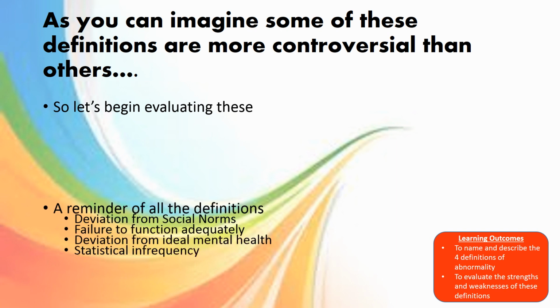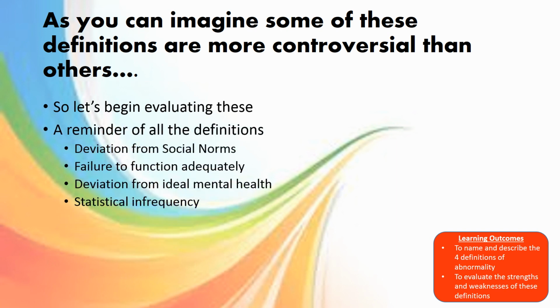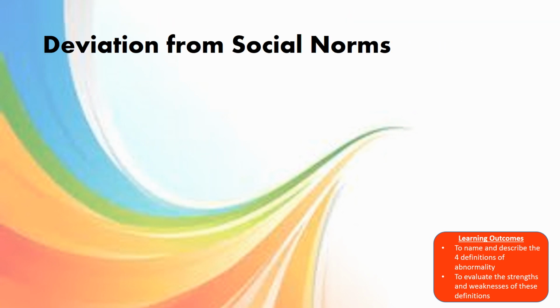So the different definitions that we've already covered are deviation from social norms, the failure to function adequately, deviation from ideal mental health, and statistical infrequency. And it is really, really important to get the wording of these correct, because if you say deviation from statistical frequency, that's not correct. So it's really important to make sure that you are using the correct wording and the correct labelling for these. So we're going to start with deviation from social norms.